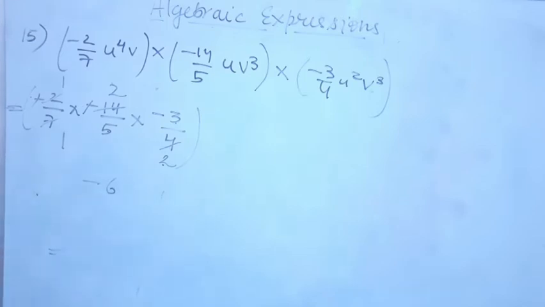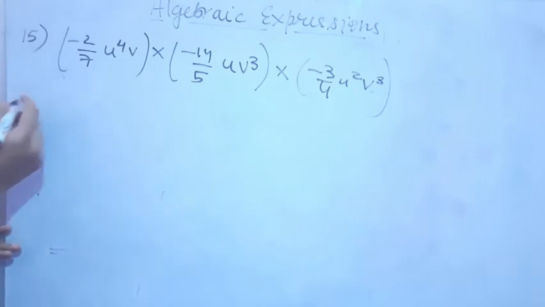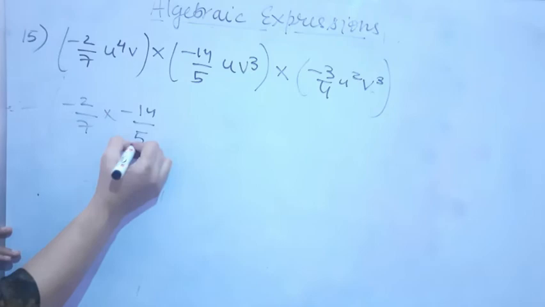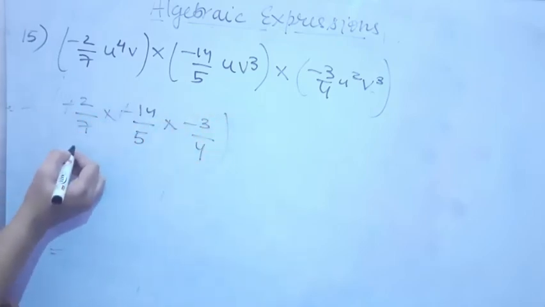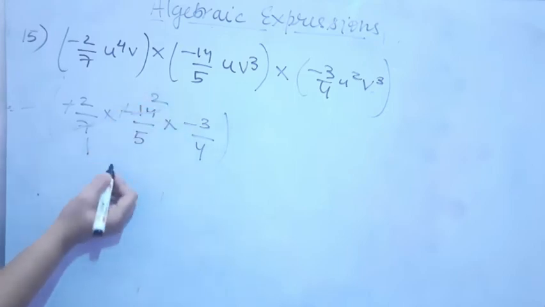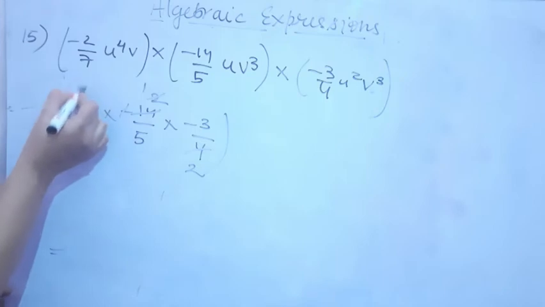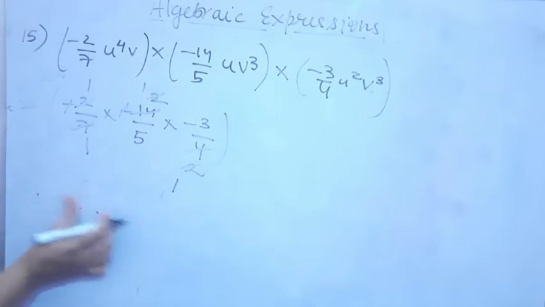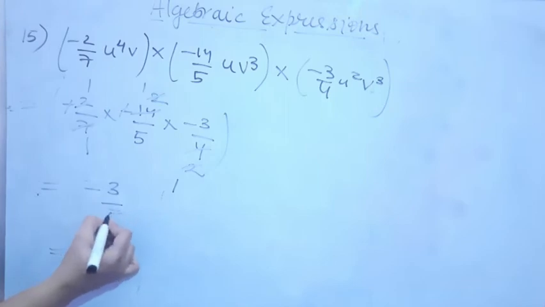I have made some mistake, let me do it again. Minus 2 upon 7 multiplied by minus 14 upon 5 multiplied by minus 3 by 4. Now cancel the negative signs. 7 ones are 7, 7 twos are 14. Now 2 ones are 2, 2 twos are 4. Again 2 ones are 2, 2 ones are 2. So what is remaining? Minus 3 upon 5 is remaining.